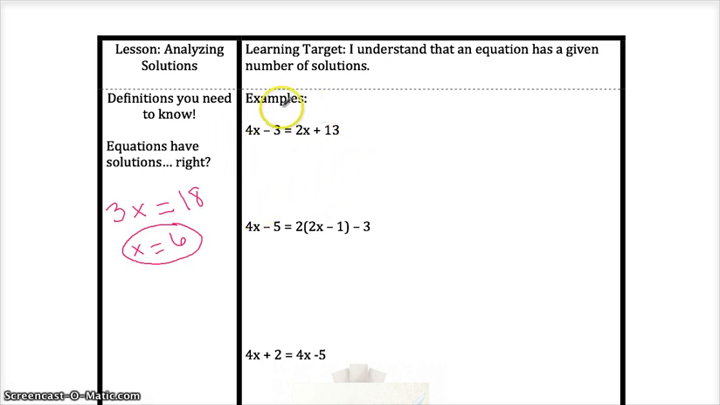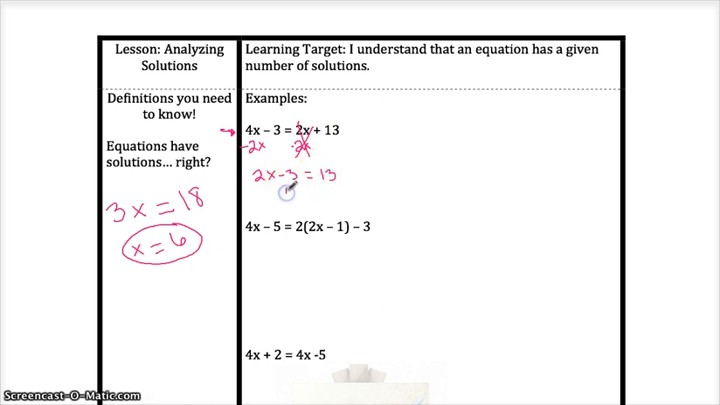So let's go ahead and look at this first example and see what we can figure out. On this we have 4x minus 3 equals 2x plus 13. We've got variables on both sides of the equation, so we have to subtract one of them from one side of the equation so we only have variables on the one side. So I'm going to subtract the 2x. Now I have 2x minus 3 equals, and a 2x take away a 2x makes that go away, 13.